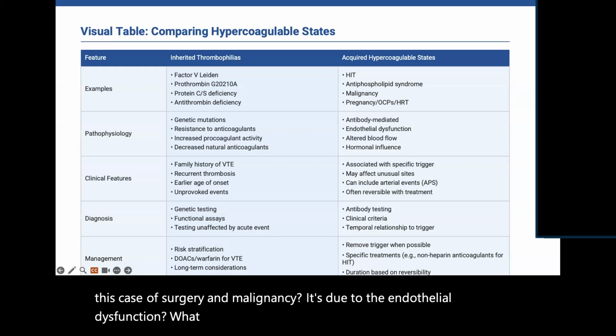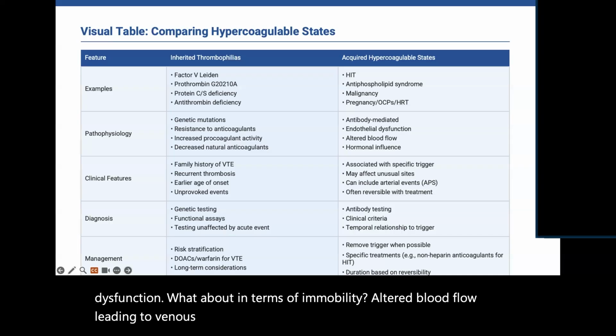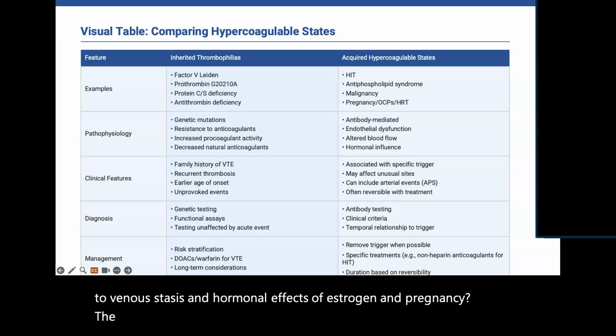What about in terms of immobility? Altered blood flow leading to venous stasis and hormonal effects of estrogen and pregnancy. The clinical clue is the temporal relationship to the trigger.